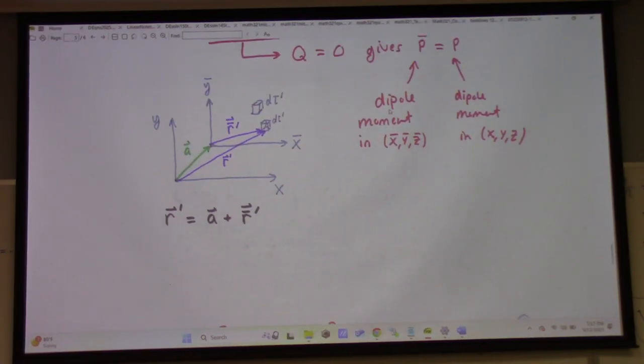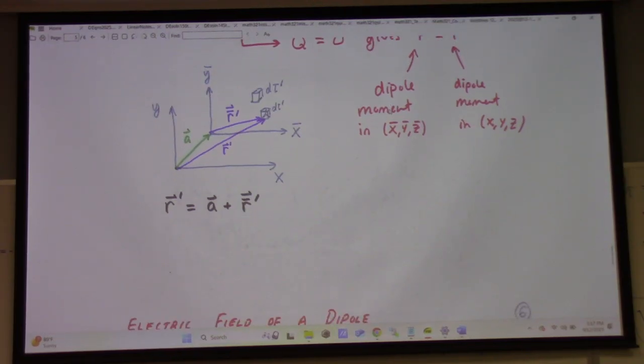This is probably somewhat like the story of torque. You know, torque depends on your choice of pivot point.